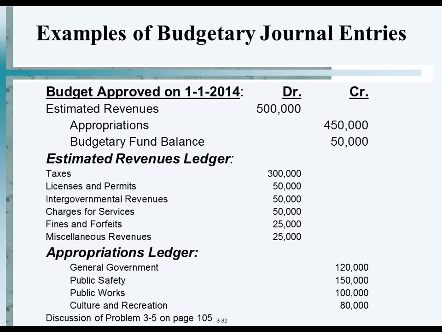450,000. Everybody see this? Okay. This is the journal entry. Now in the book, you might find this entry broken down into two parts. This is what the book does. They might say estimated revenues, debit 500,000, credit budgetary fund balance, 500,000. Debit budgetary fund balance, credit appropriation. Doesn't matter. This is much easier to look at in terms of the journal entry itself.